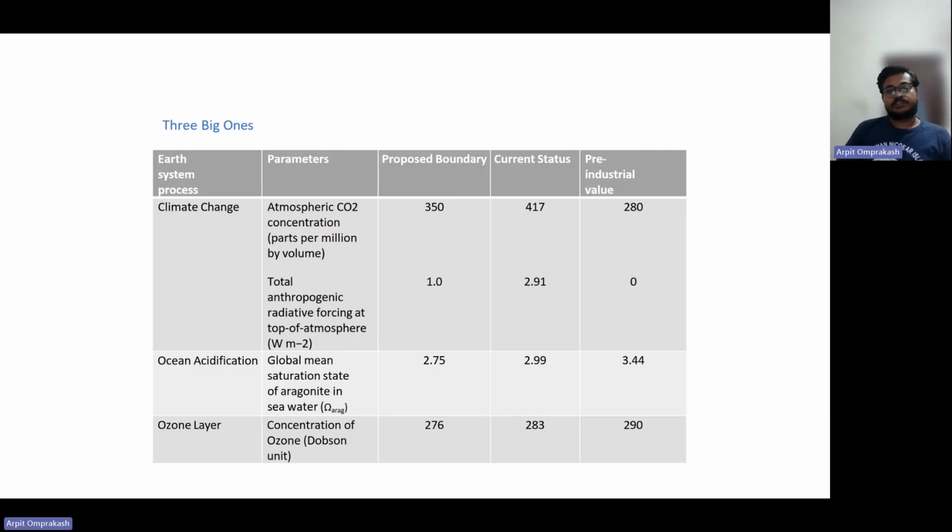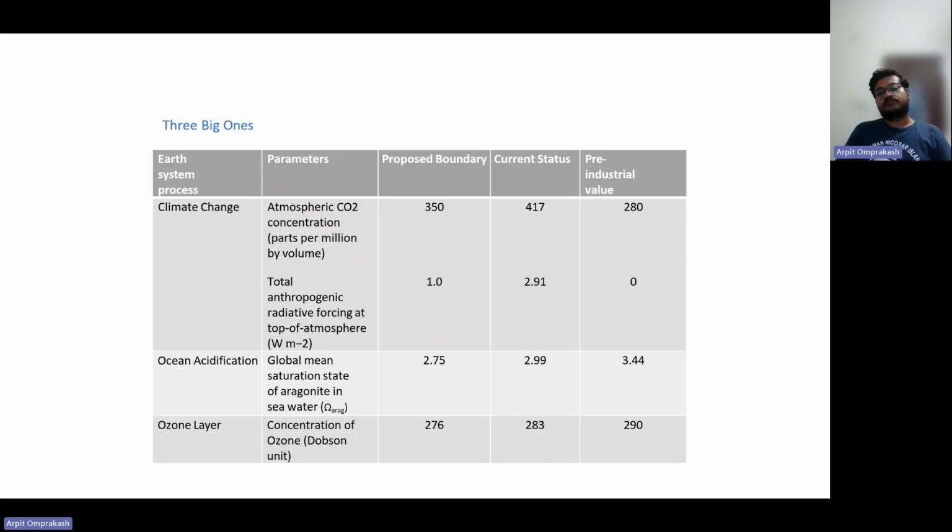When we look at climate change, we can measure atmospheric carbon dioxide that is present in the atmosphere, in parts per million by volume. And then you have the anthropogenic radiative forcing at the top of the atmosphere. So basically, because of anthropogenic activity, how much more heat is getting trapped? How much more that radiative forcing, or the effect of all of these things, is.